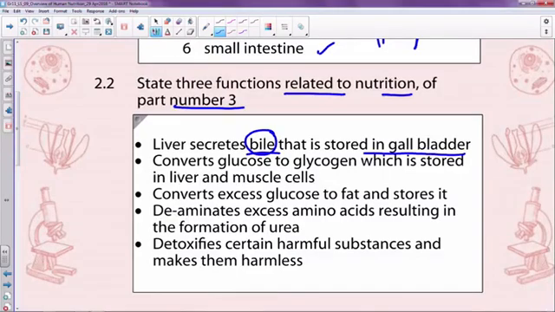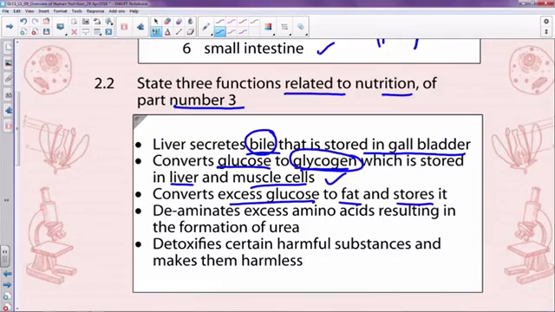The second importance of the liver, it converts glucose to glycogen, which is stored in liver and muscle cells. So it plays a very important role in the conversion of glucose to a complex carbohydrate called glycogen. Number 3, what's the third one? It converts excess glucose to fat and stores it.